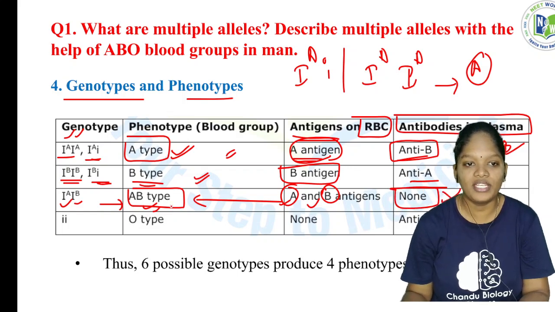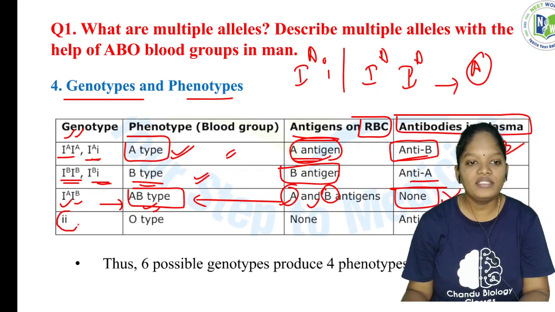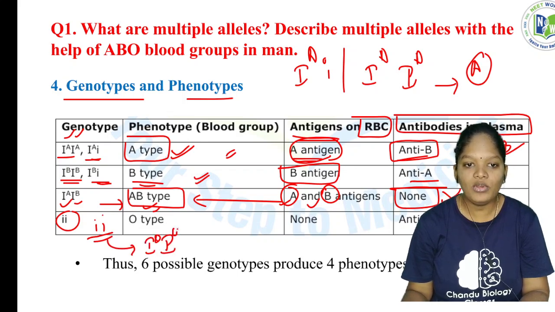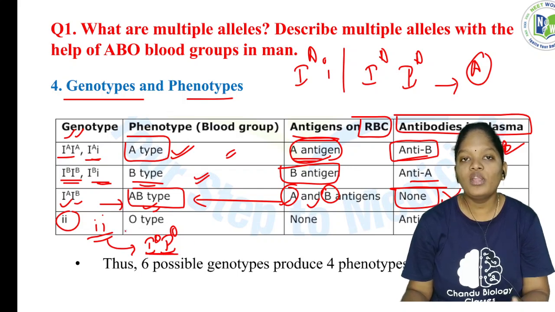This is an important thing. And there is a small a. It may be written like this, or IO. Both are similar. Both are the genotype. It is either small i or IO. So both are the genotype for this O blood group.